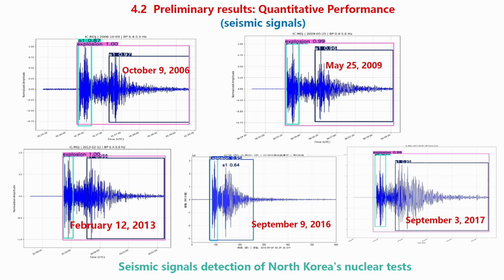This signal detection example is from a North Korea nuclear test. We can see the results. Bounding box, its class and start and end time. And on the upper corner is the probability. Very high.